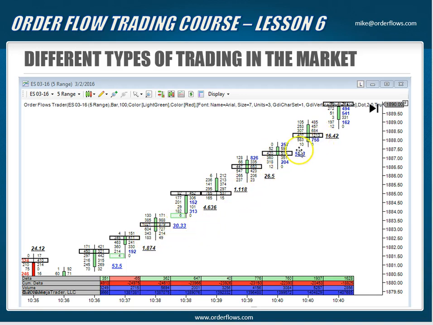It's the path of least resistance. The buyers are taking it up. And it's not on thin volume. It's decent volume. Each bar is 5,000, 3,000, 4,000, 3,000, 5,000.